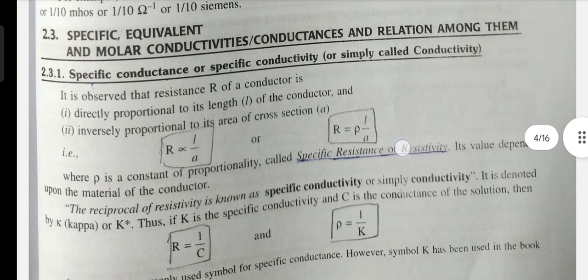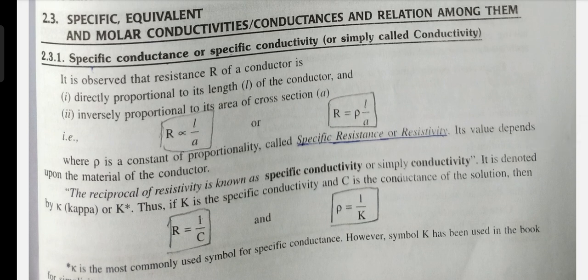Specific conductance or specific conductivity, simply called conductivity. The resistance of a conductor is, number 1, directly proportional to its length, and number 2, inversely proportional to its area of cross section. R is directly proportional to L by A. R is equal to rho L by A, where rho is a constant of proportionality, called specific resistance or resistivity. Its value depends upon the material of the conductor.